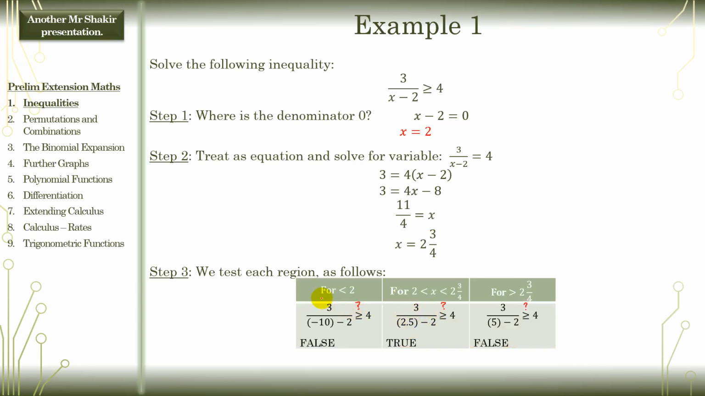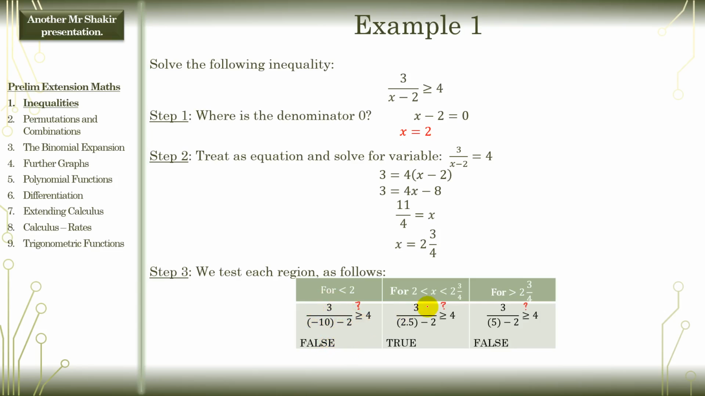Alright, so we test each region. For x is less than 2, we pick a number. I've chosen -10. You sub -10 over here: 3 over -10 minus 2. Is that more than or equal to 4? And it is not. -10 minus 2 is going to be -12. 3 over -12 is going to be a negative number. A negative number cannot be more than 4. You can use a calculator if you wish. Put this in your calculator and check if the answer is more than 4.